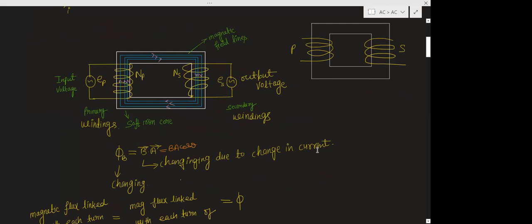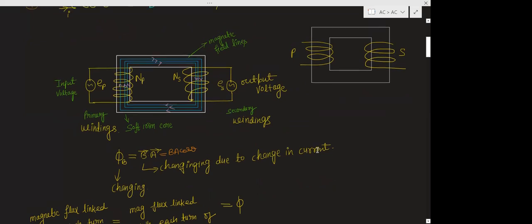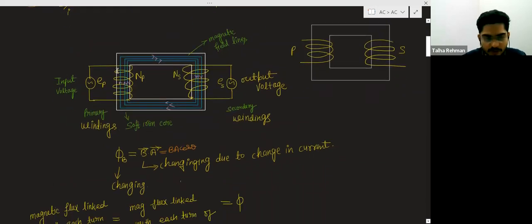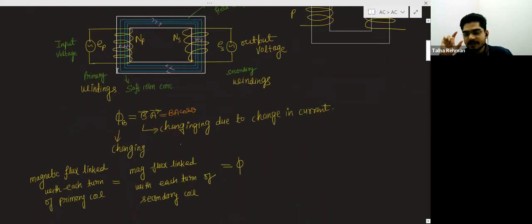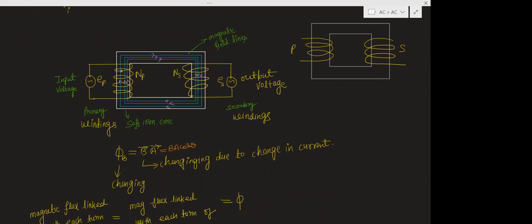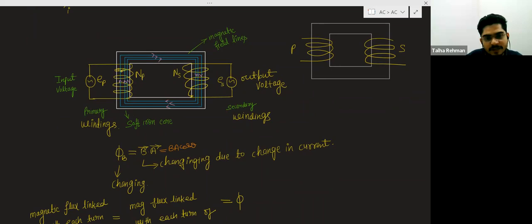Now take one coil. There is a difference between the winding and the coil. This one thing is a coil, and this whole thing is a winding. So suppose you have taken this coil, and here suppose you have taken this coil.